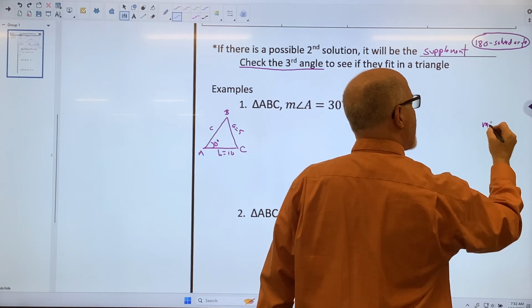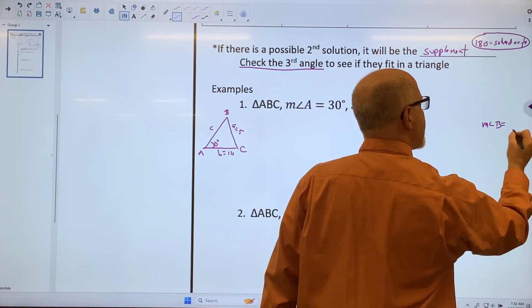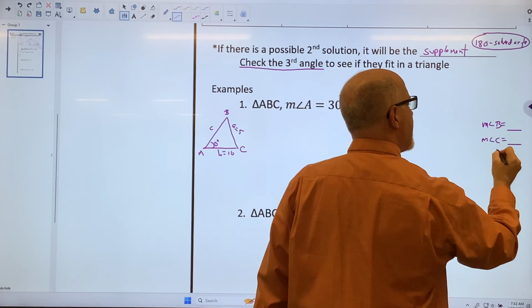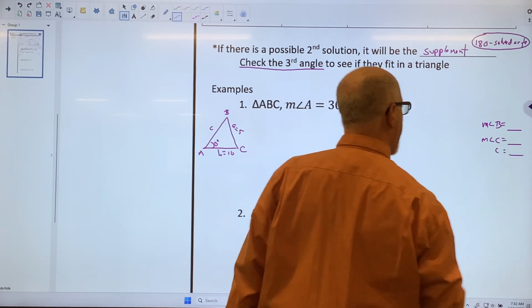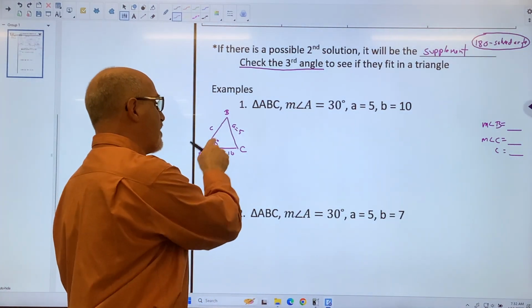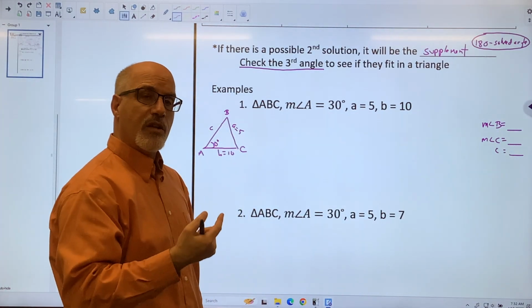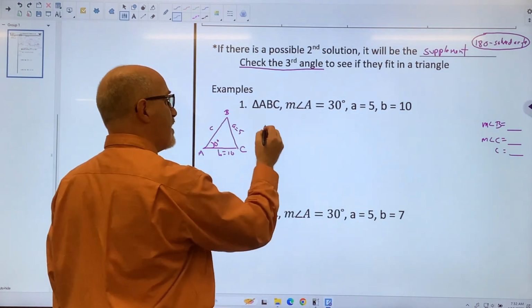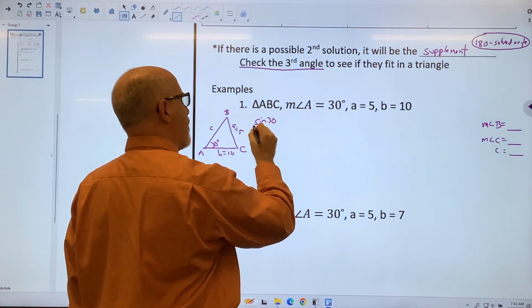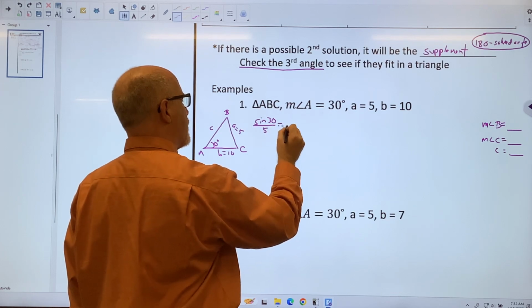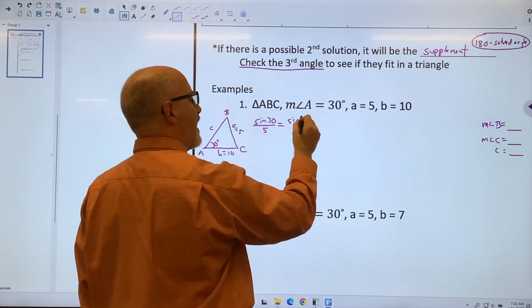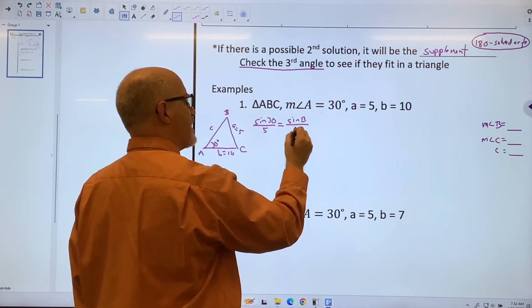So the measure of angle B, we're going to find that. We're going to find the measure of angle C, because we don't know that either. We're going to find little c. Okay, so let's start off by doing what we know. We know that this angle and that side, so we're going to do law of sines to put sine of 30 degrees over 5 is equal to sine of b, the one that's opposite the other given side, over 10.